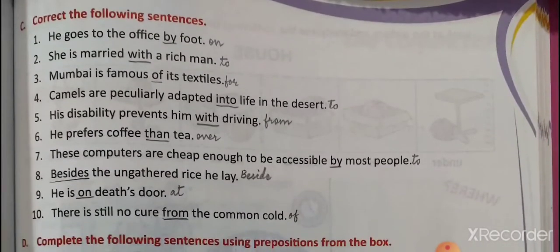Correct the following sentences. In this, they have used the wrong prepositions. We have to find out the wrong prepositions and then write the correct one. So, he goes to office by foot. Here it will be: he goes to the office on foot. She is married to a rich man. Mumbai is famous for its textiles. Camels are peculiarly adapted to life in the desert. His disability prevents him from driving. He prefers coffee over tea. These computers are cheap enough to be accessible to most people.